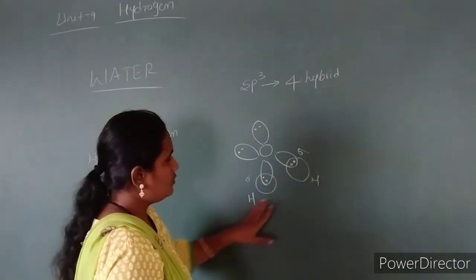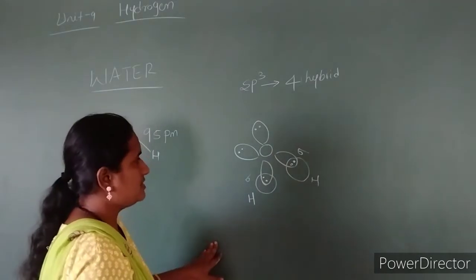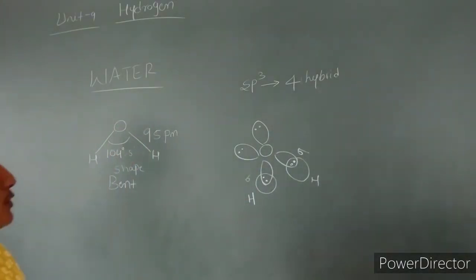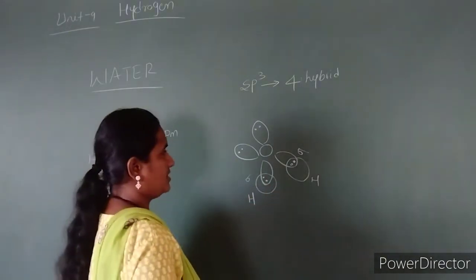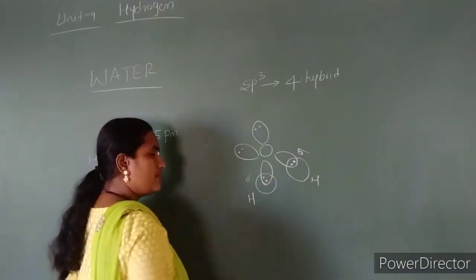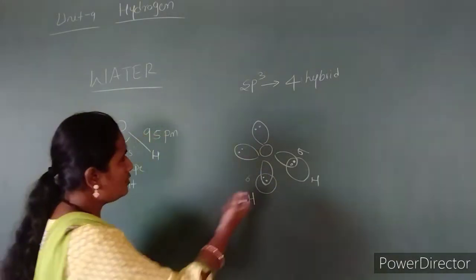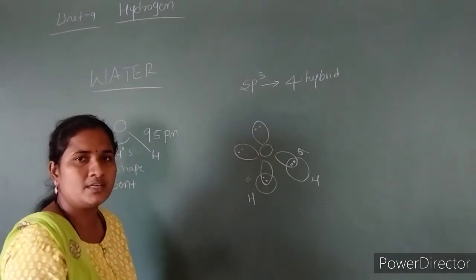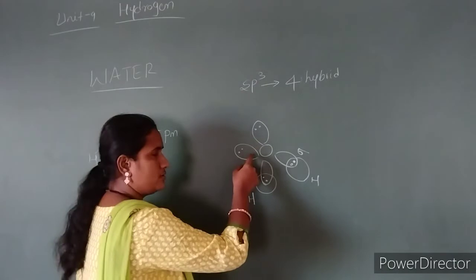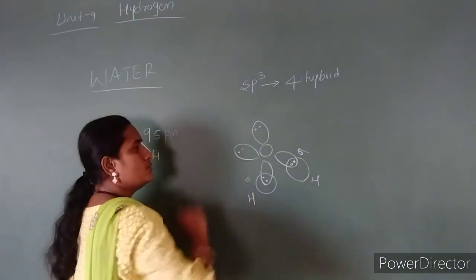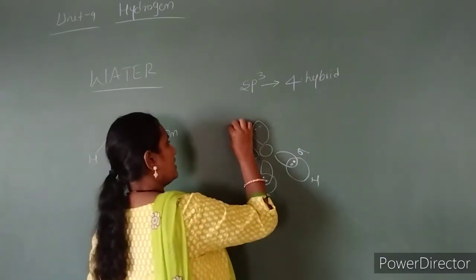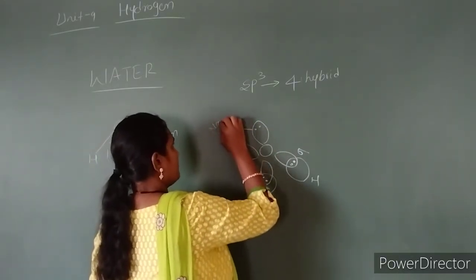In this way, the two hydrogen atoms bonded with the two sp3 hybrid orbitals of oxygen give two sigma bonds. The remaining two hybrid orbitals do not participate in bonding, because the water molecule contains only two hydrogens, which are involved in the bonding. So these two sp3 hybrid orbitals behave as non-bonding electrons, or lone pairs of electrons.